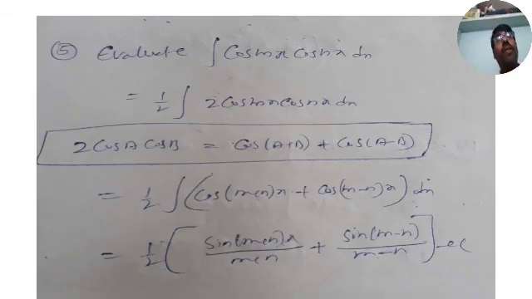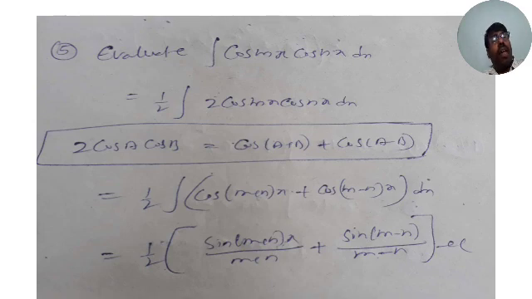Now try to do this. The fifth problem is: evaluate integration of cos mx into cos nx dx. Can you guess the first step, guys? What are you having? We are having integration of cos mx into cos nx. It is of the form cos a into cos b. What to do? We have a formula for 2 cos a cos b. So first of all, you have to multiply and divide by 2 in order to get into the form 2 cos a cos b. That's it.